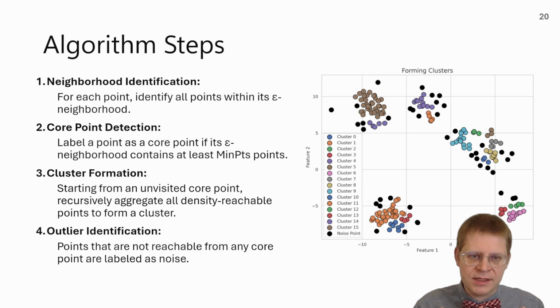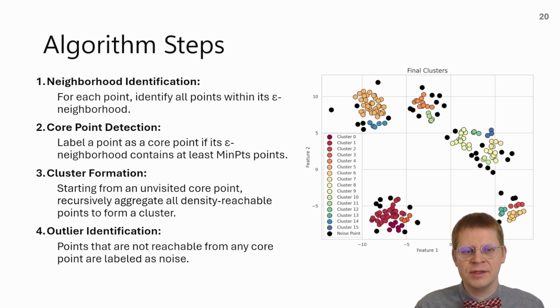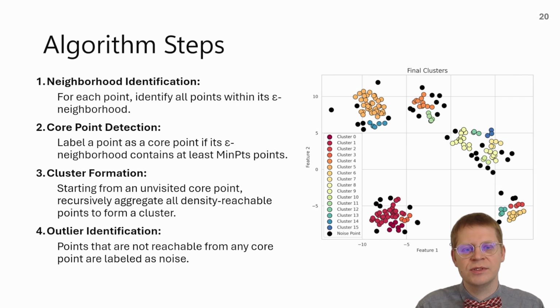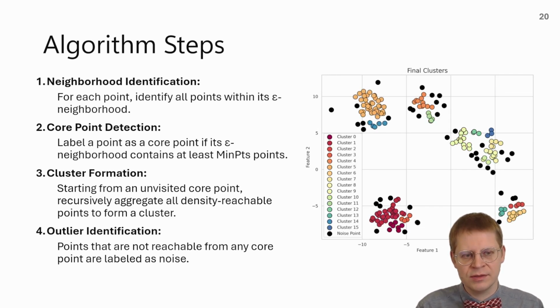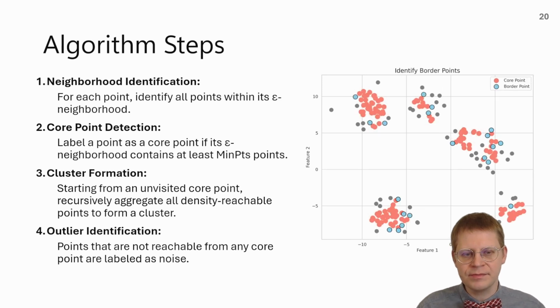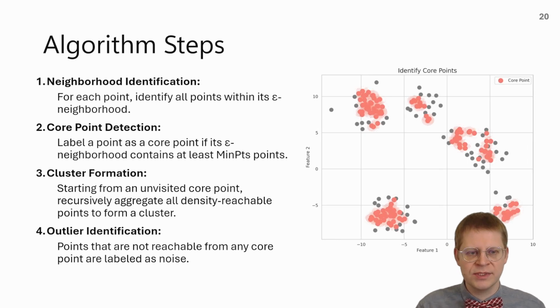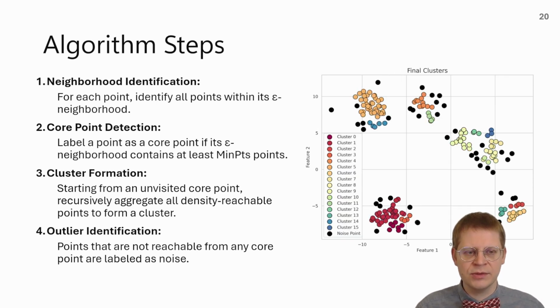As for the algorithm steps, let us dive into the workings of DBSCAN. Unlike K-means or hierarchical clustering, it defines clusters based on the density of the data points, making it powerful for identifying shapes and separating noise. The first step is neighborhood identification. The algorithm starts by identifying the epsilon neighborhood for each point. This is the set of all points that lie within a distance epsilon of a given point.